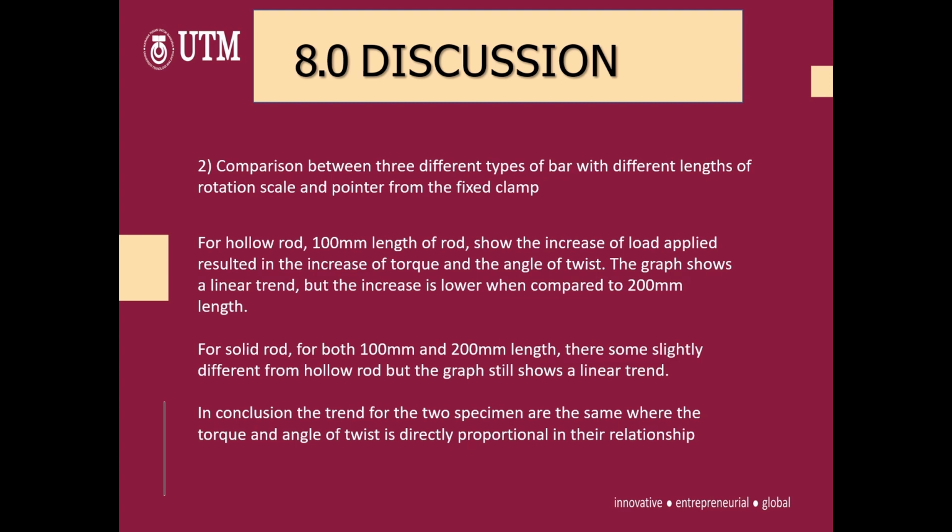For the solid rod, for both 100 and 200 millimeter length, there is some slight difference between the graph and the hollow rod, but the graph still shows a linear trend. In conclusion, the trend for the two specimens is the same, where the torque and angle of twist are directly proportional in their relationship.